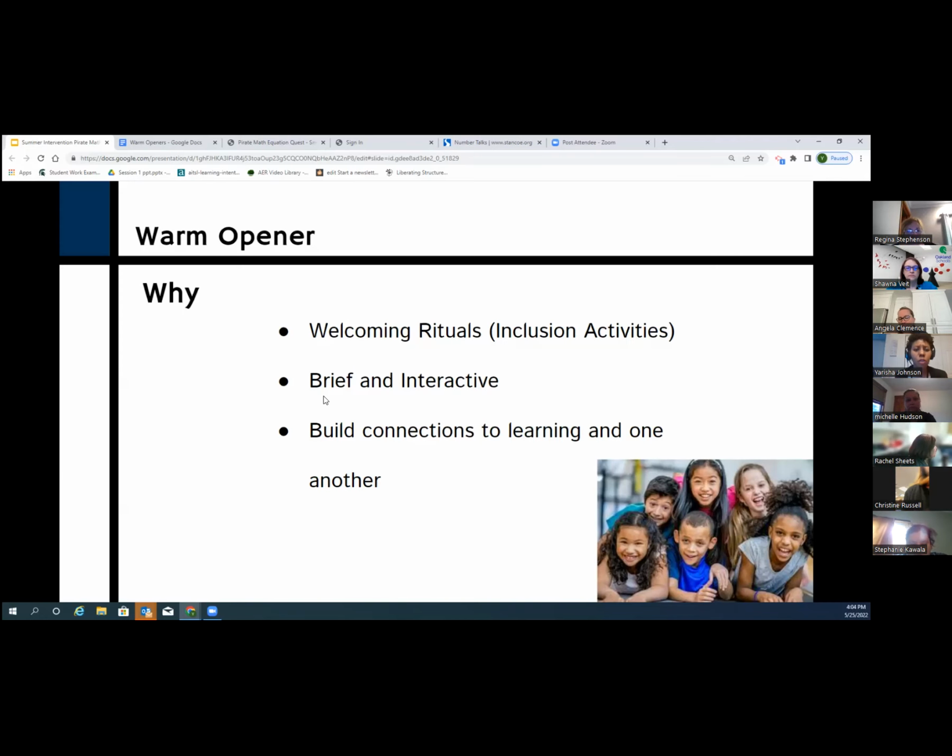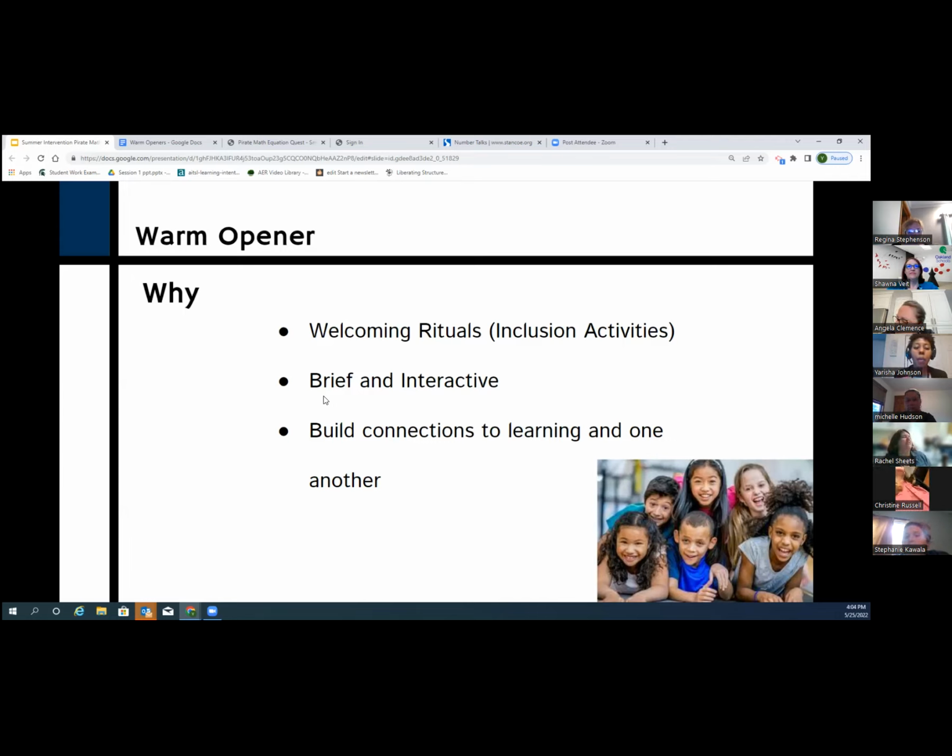Right? And there are multiple ways that you can engage in these warm openers. It can be as quick and as brief as just, "Hey, good morning, Joe. Good morning, Keisha. Good morning, Randy," as students are coming into your door as a way to connect with them.